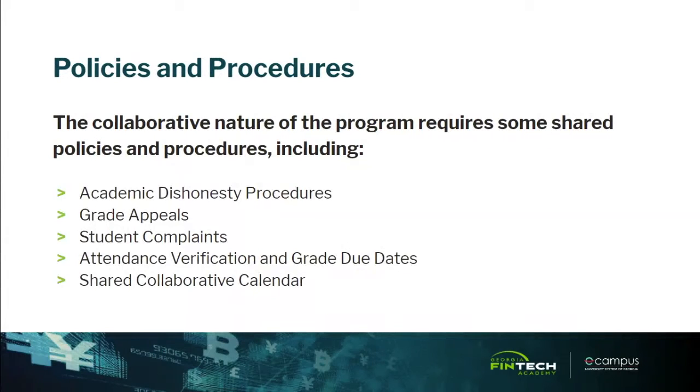Grade appeals, which occur after the term, are vetted through the eCampus processes and procedures, and if they are not resolved up to the executive director level, then it goes to an ad hoc committee of faculty, and their decision is turned over to the student's home institution for local procedure. Student complaints, we also handle and vet throughout the term, as we have access to the learning management system and can review all issues and hopefully resolve them pretty quickly. The attendance verification and grade due dates are also part of our collaborative processes and are done according to our shared collaborative calendar.